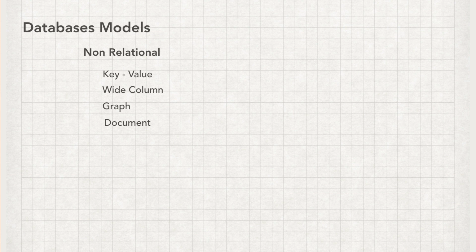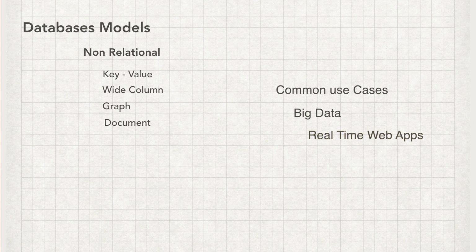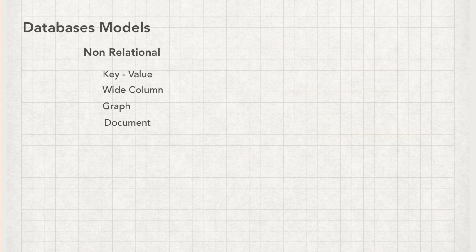Now, let's shift our gear towards non-relational databases. The non-relational databases provide a mechanism for storage and retrieval of data that is modeled in means other than the tabular relations used in relational databases. Non-relational databases are increasingly used in big data and real-time web applications. They are also sometimes referred to as not only SQL, to emphasize that they may support SQL-like query languages or sit alongside SQL databases in hybrid deployment architectures.